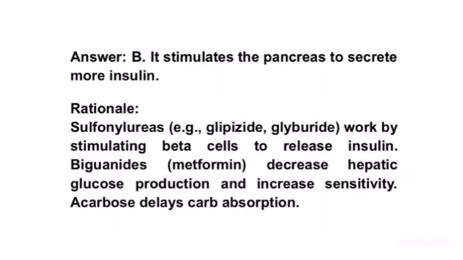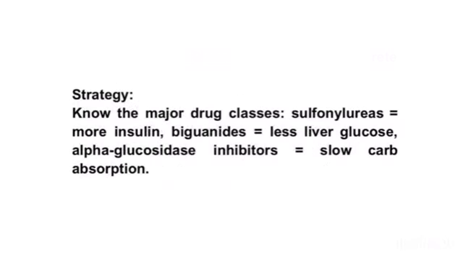Answer B. It stimulates the pancreas to secrete more insulin. Rationale: sulfonylureas such as glipizide and glyburide work by stimulating beta cells to release insulin. Biguanides, like metformin, decrease hepatic glucose production and increase insulin sensitivity. Acarbose slows carb absorption. Strategy: know the major drug classes. Sulfonylureas equals more insulin. Biguanides equals less liver glucose, and alpha-glucosidase inhibitors equal slow carb absorption.